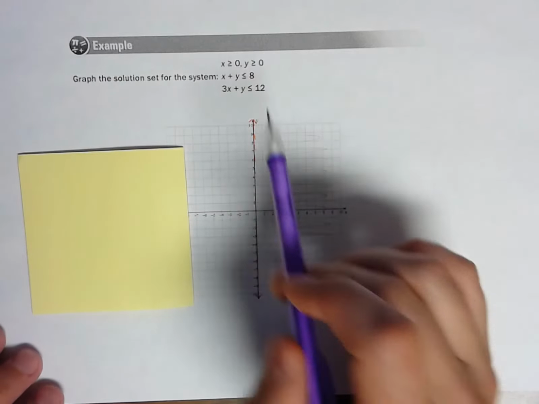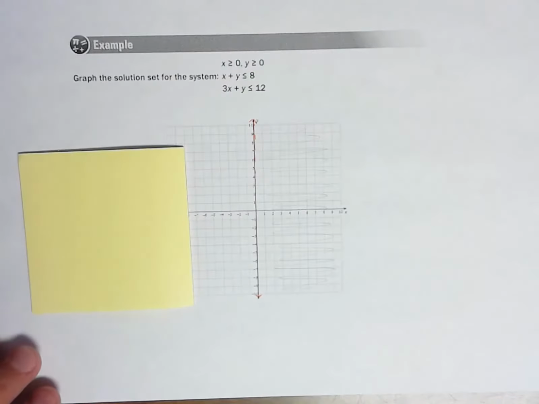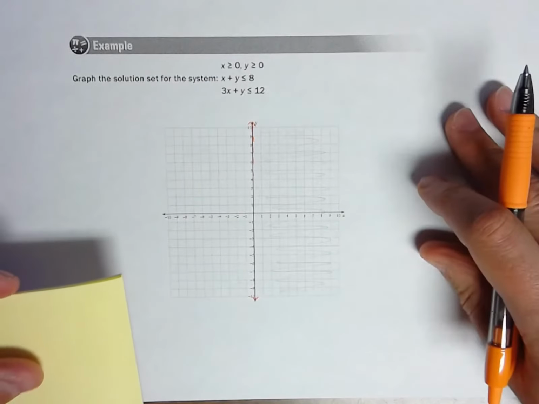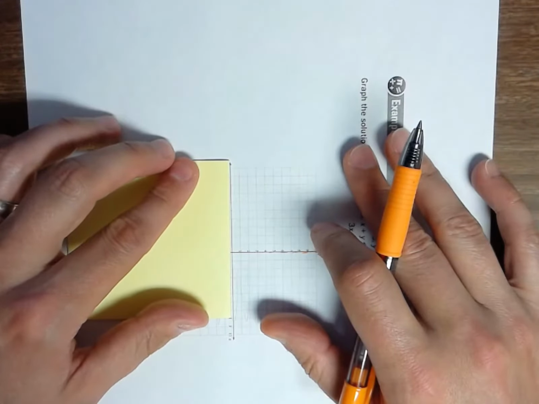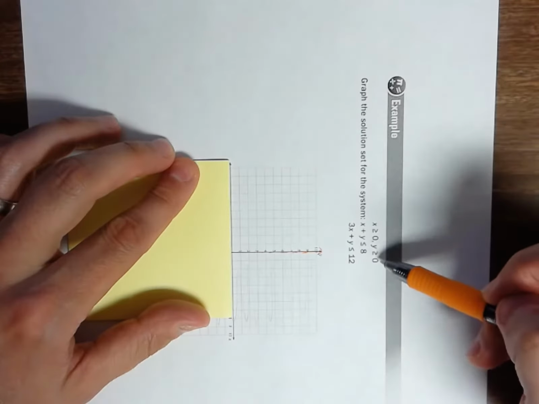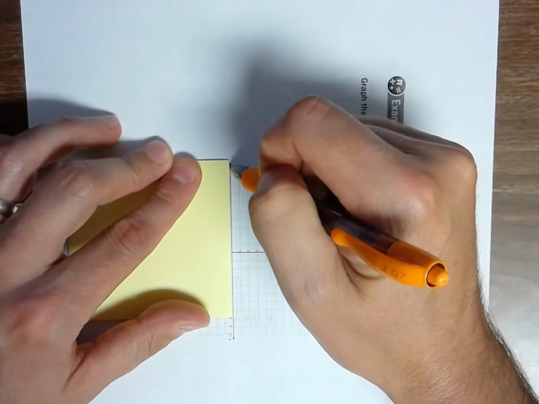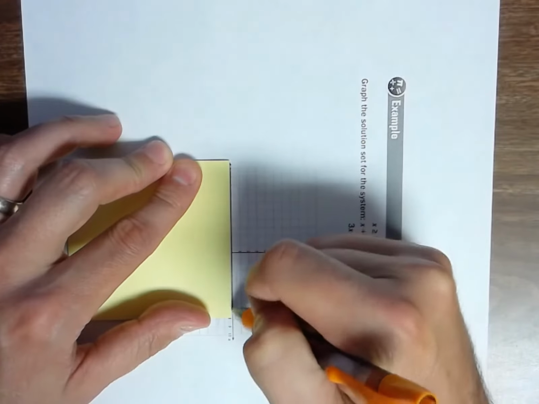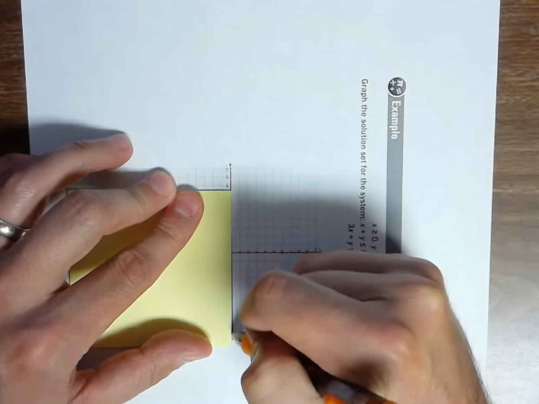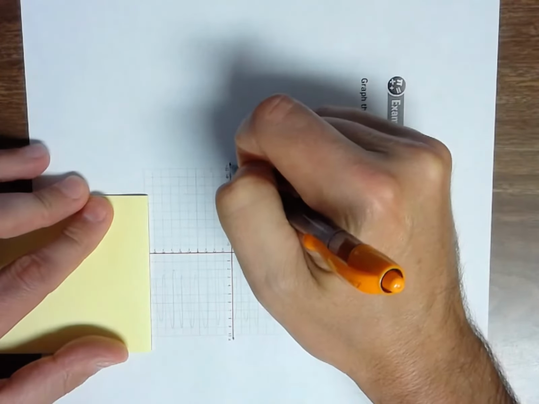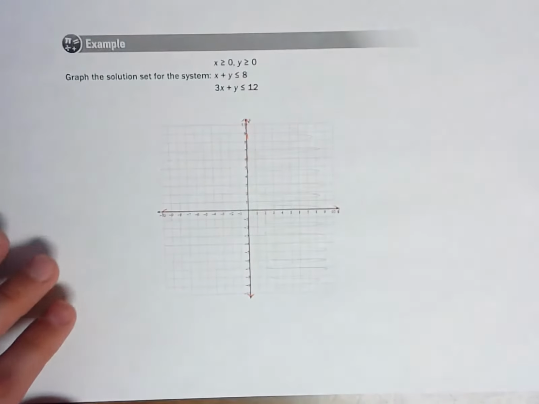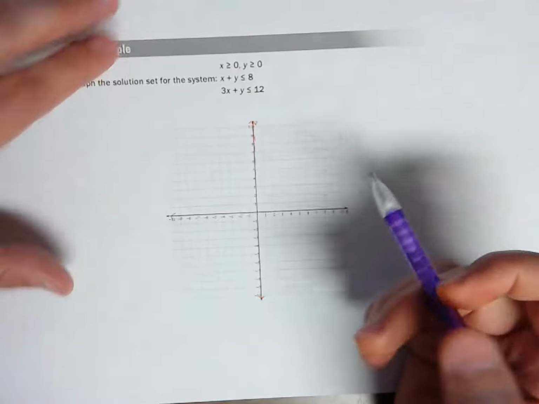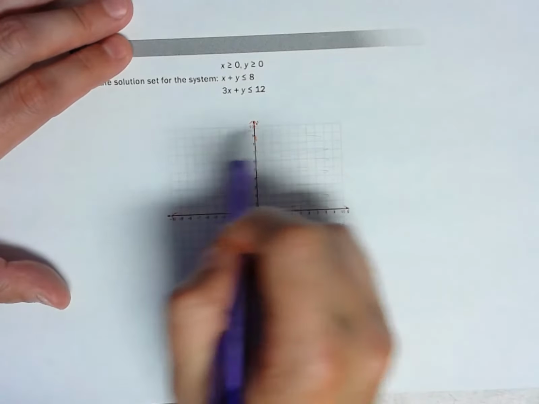Okay, our next one, y is greater than or equal to 0. I'm going to flip my paper here. That is a horizontal line, greater than or equal, so it's also solid, and it's just going to be our x-axis. So let me color that in. So y is greater than or equal to 0, so that's everything above this line.